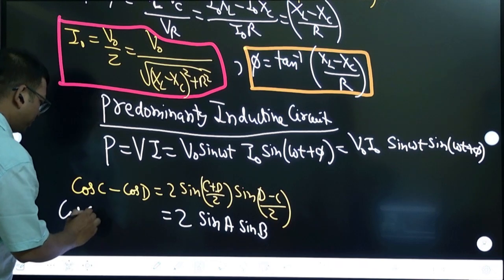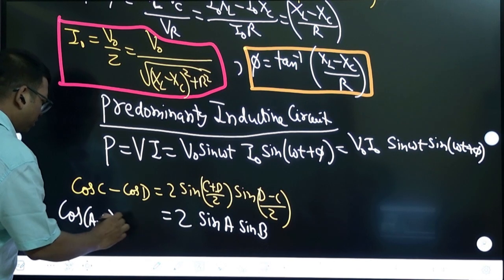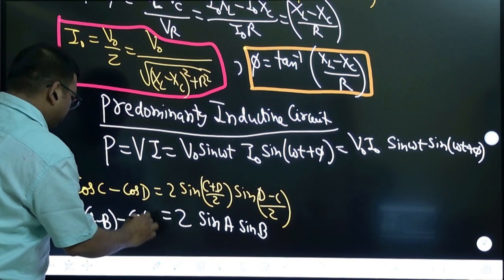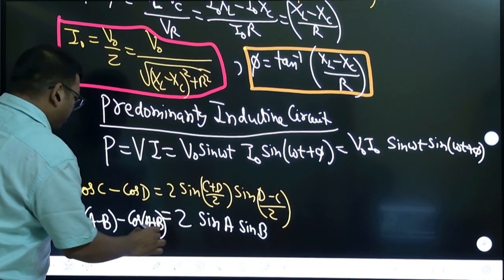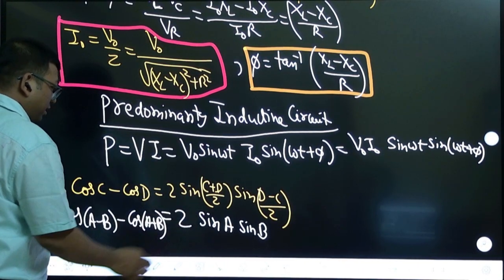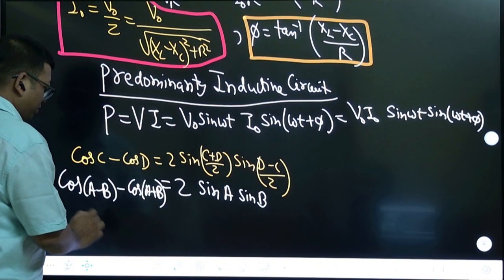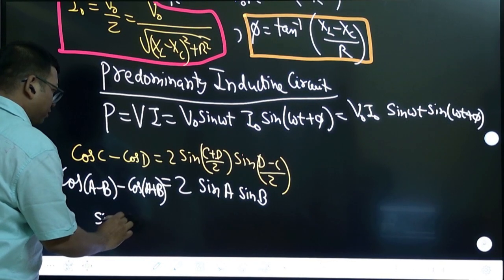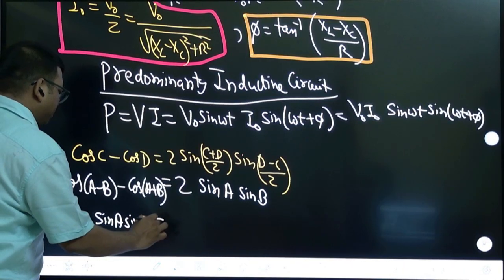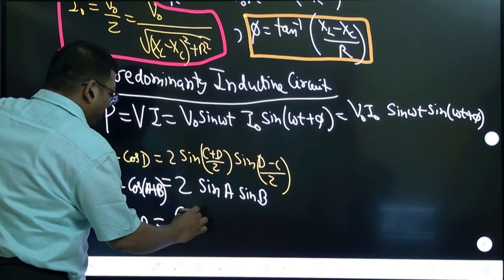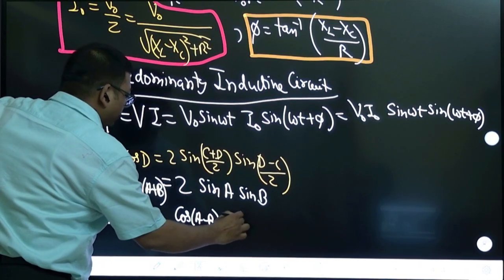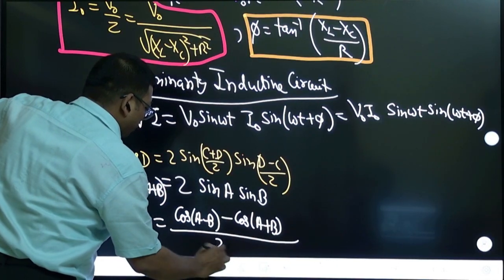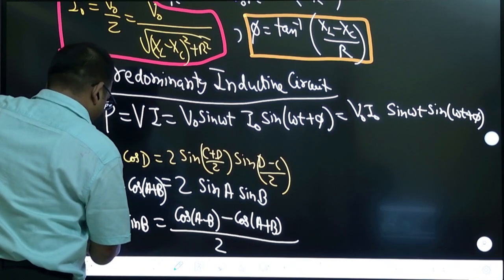So this will be a minus b. Minus by adding you will get d. So this is cos a plus b. Remember we are going to convert this sine a sine b using this. So from here we can understand that sine a sine b can be written as cos a minus b minus cos a plus b, whole divided by 2. This formula we are going to use it here.